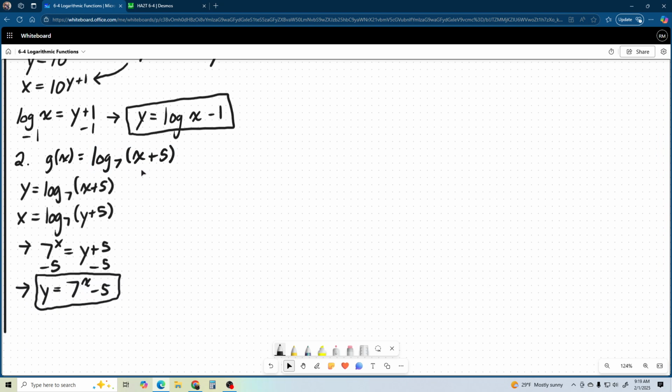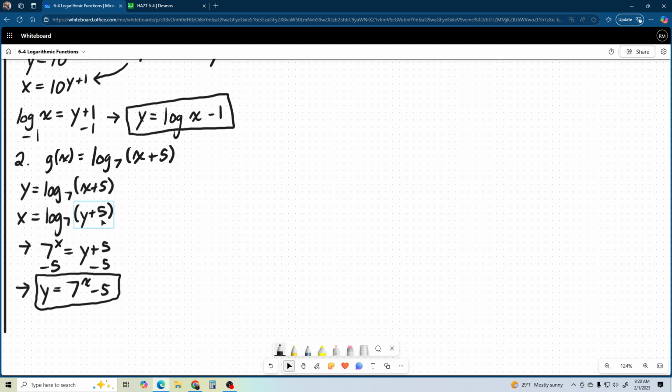Well, this time, it looks like we have it in log form already. So let's flip our x and y. g of x, we're going to turn into a y. So y equals log base 7 of x plus 5. Now we're going to flip our x and y, so this becomes x equals log base 7 of y plus 5.